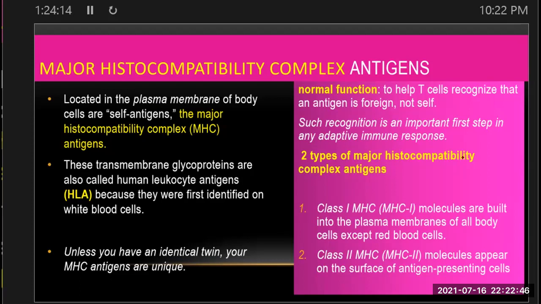And we also have class 2. They appear on the surfaces of APCs. So APCs, we have DCs, dendritic cells, we have macrophages, and monocytes. Okay? And then in the scientific context, the function of your MHC molecules is to bind peptide fragments, fragments coming from those antigens derived from pathogens, and display them on the cell surface for recognition by appropriate T cells, as they are being utilized by the APCs.